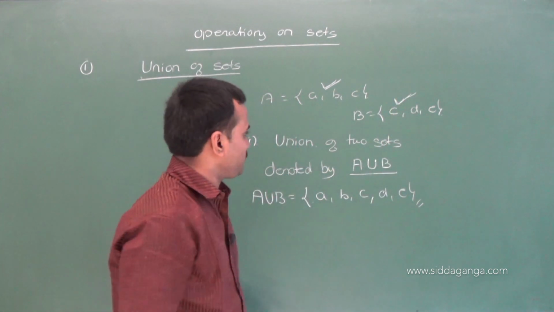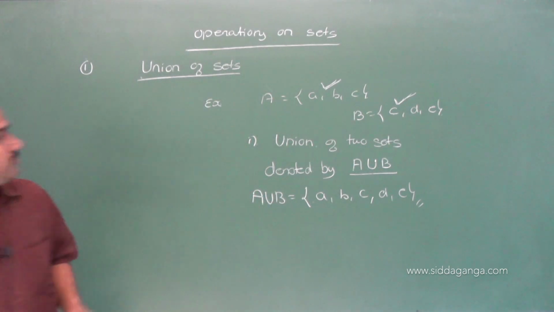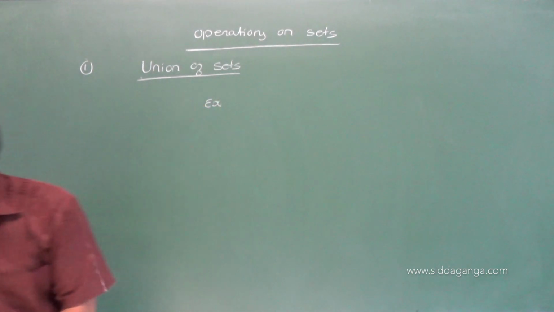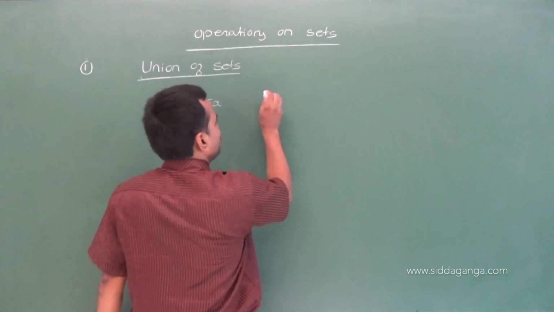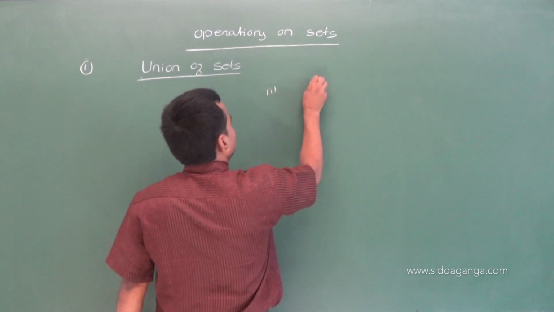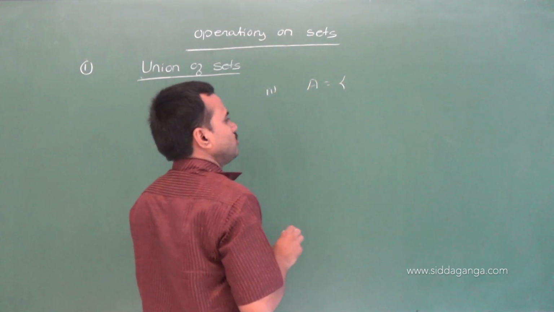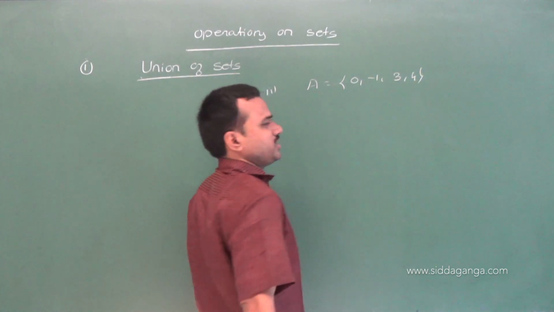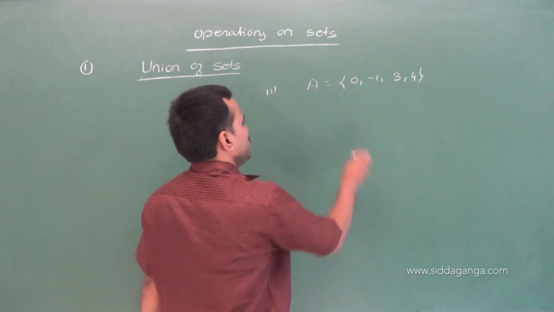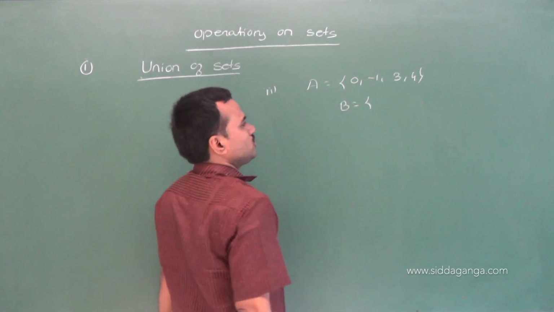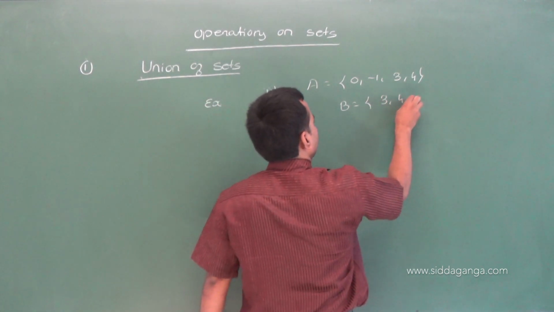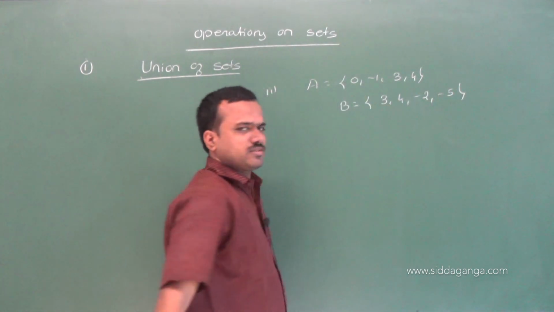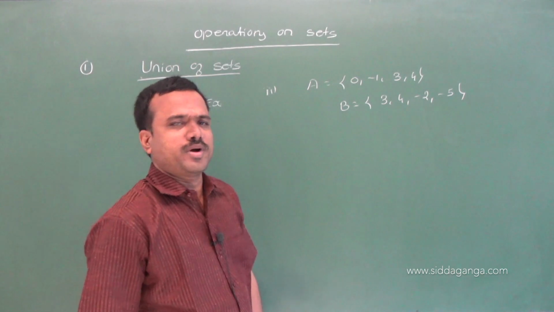It is very important. If you want, I take one more example. Very important. Then we write the definition. Example 2. A is equal to 0, minus 1, 3, 4. B is equal to 3, 4, minus 2, minus 5.